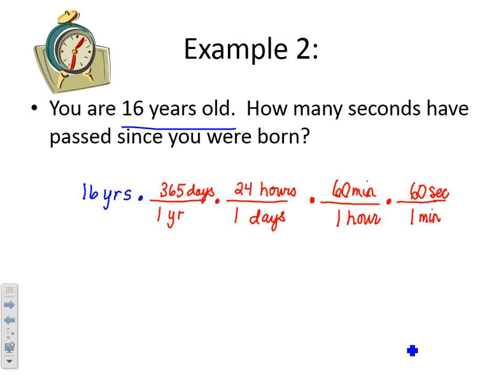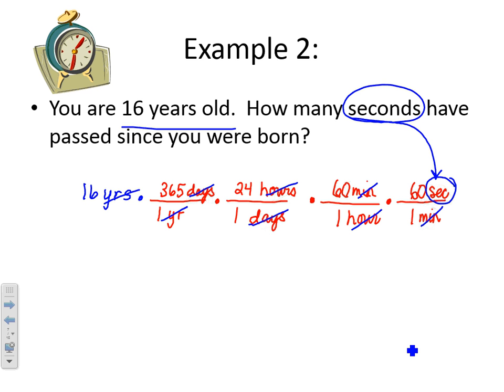But when we look at this, every single time we look at this, we should see that our units cancel. Years cancel with years. Days is on top, days on bottom. Those cancel. Hours in the numerator, hours in the denominator, they cancel. Minutes in the numerator, minutes in the denominator, they cancel. And what are we left with? We're left with seconds. That's what the question asked us. So we always want to end with what the question is asking us to get to.